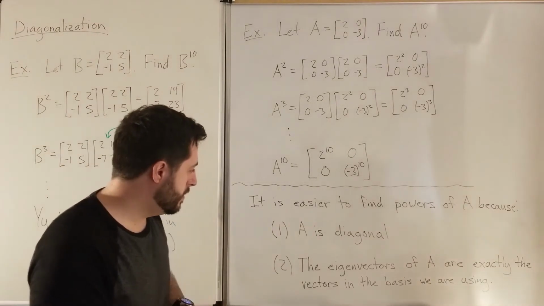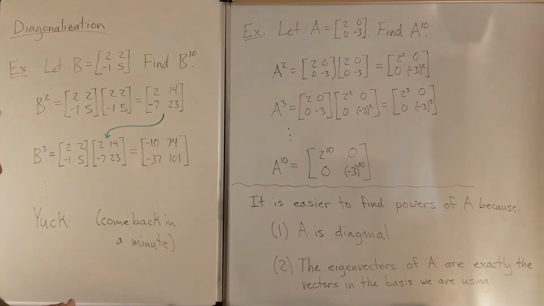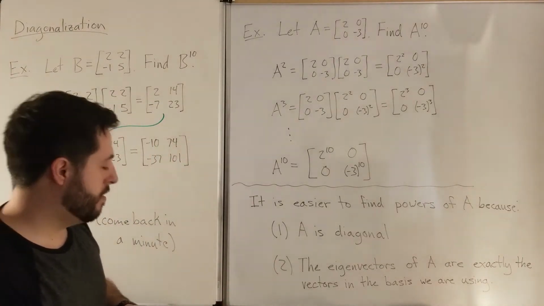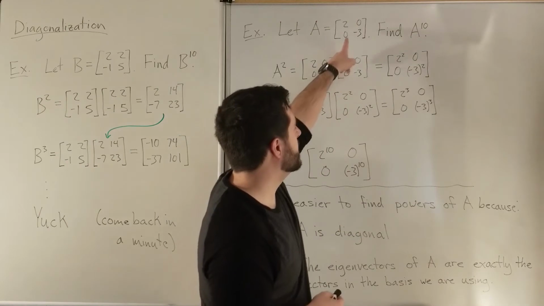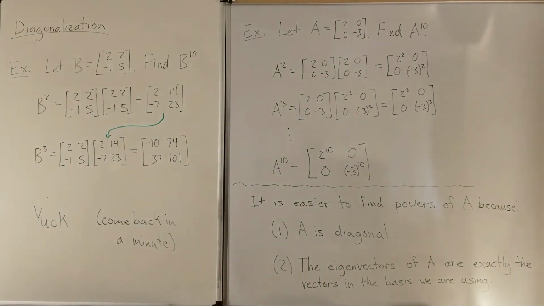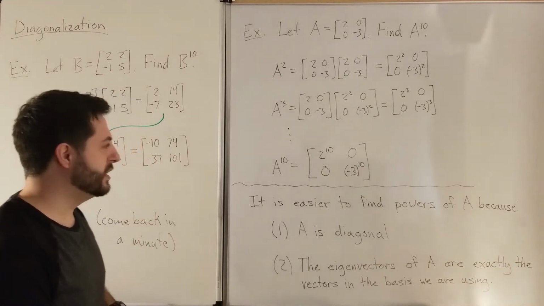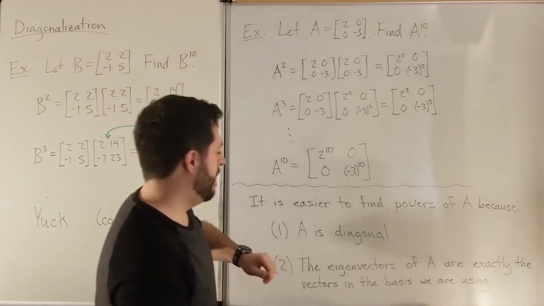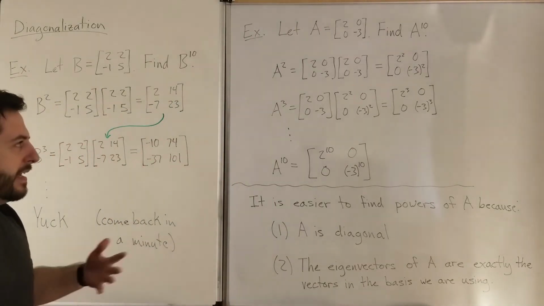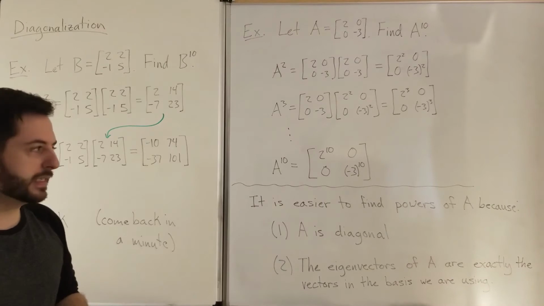So let's talk about why A was easier to raise to a power. One thing you could say is that A is diagonal, so the only non-zero entries in A are on the main diagonal. A second, slightly more complicated thing you could say is that if you look at the eigenvectors of A, they are just our standard basis vectors, and A is represented using the standard basis.